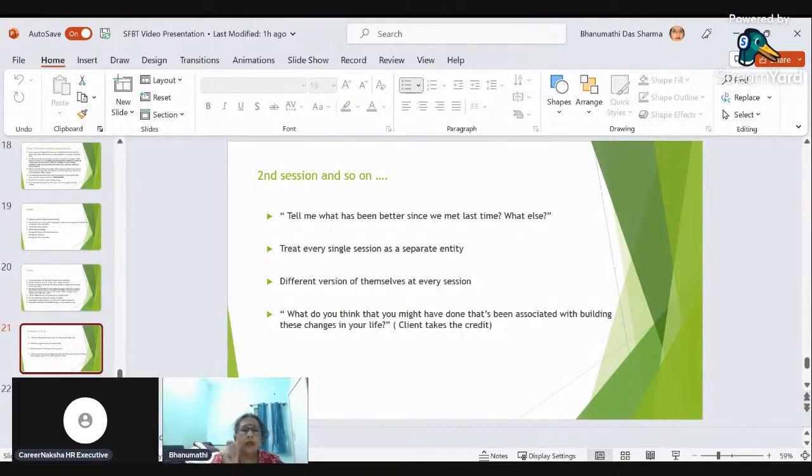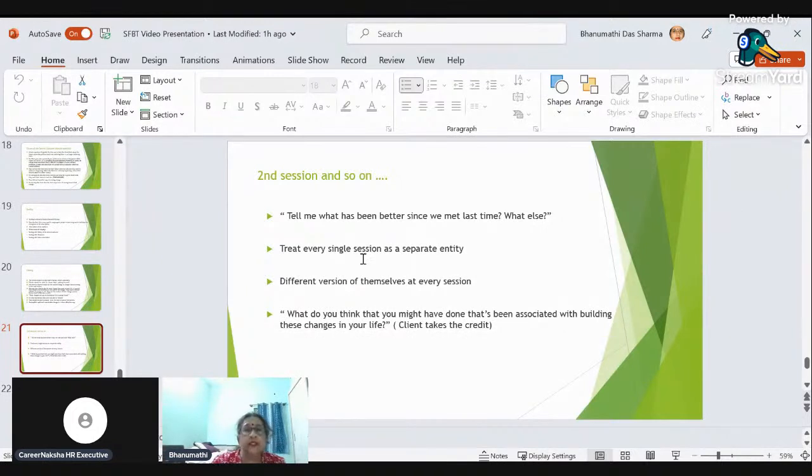Then when they talk about what all effort they have done to bring the change, you can ask them, what do you think you might have done that's associated with building these changes in your life? See, the client takes the credit. I did this, I did that. So you give them the credit, because that is how you honor their autonomy.